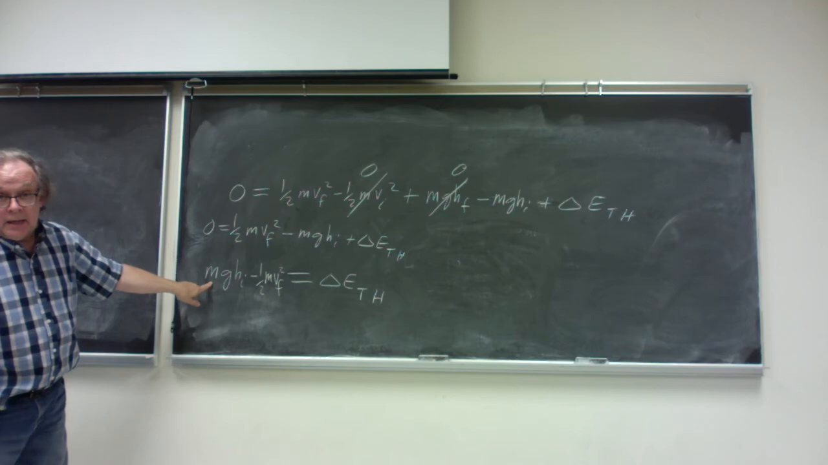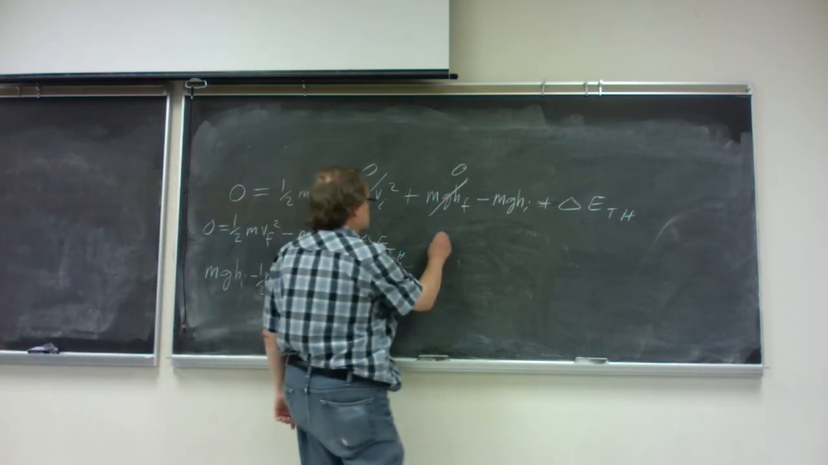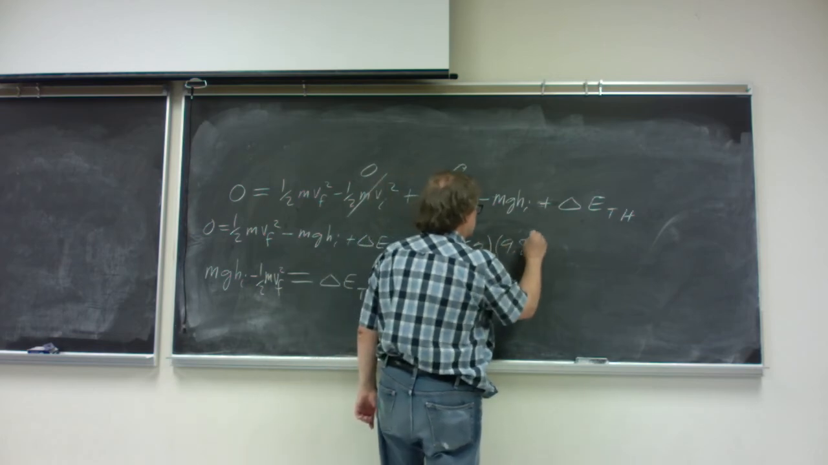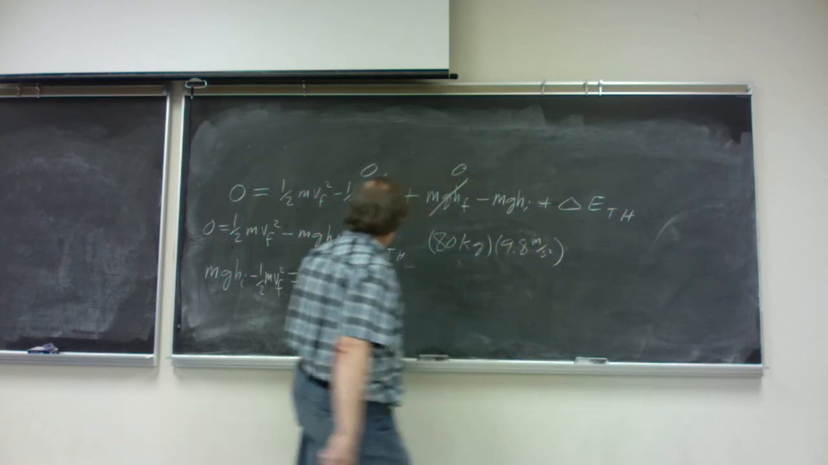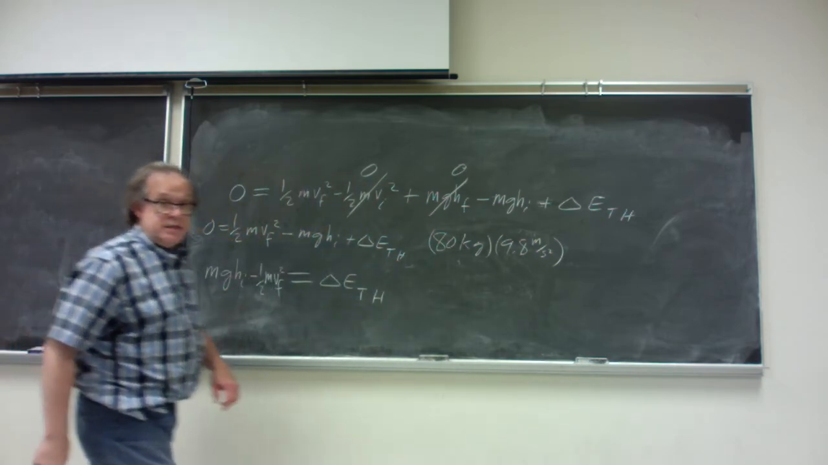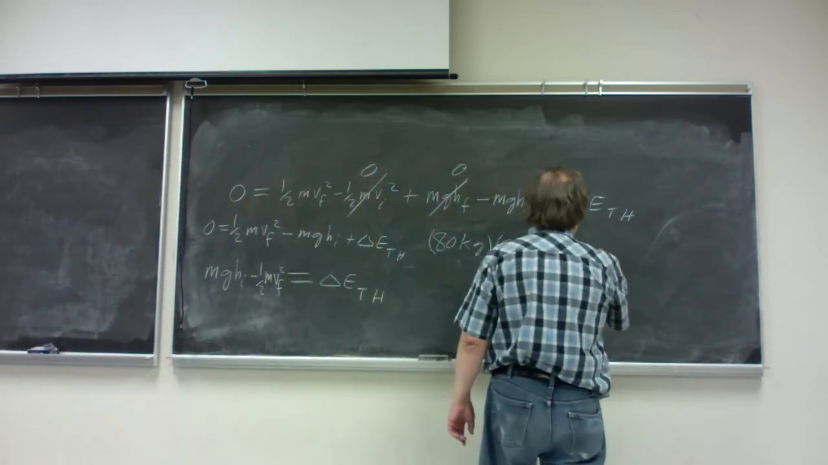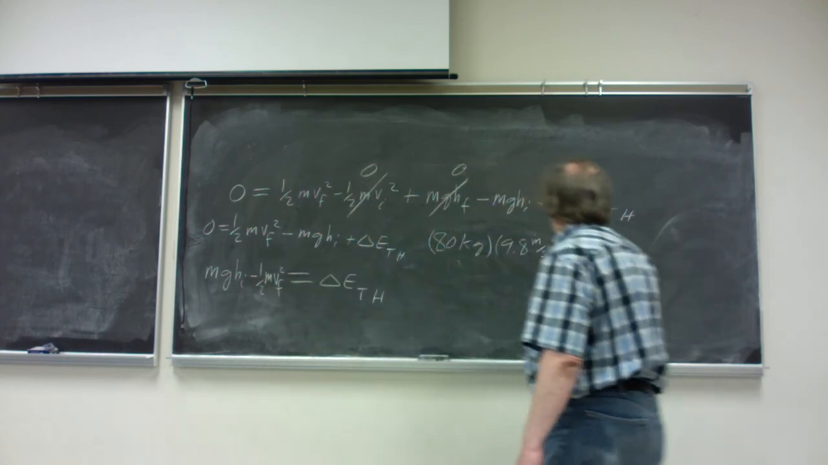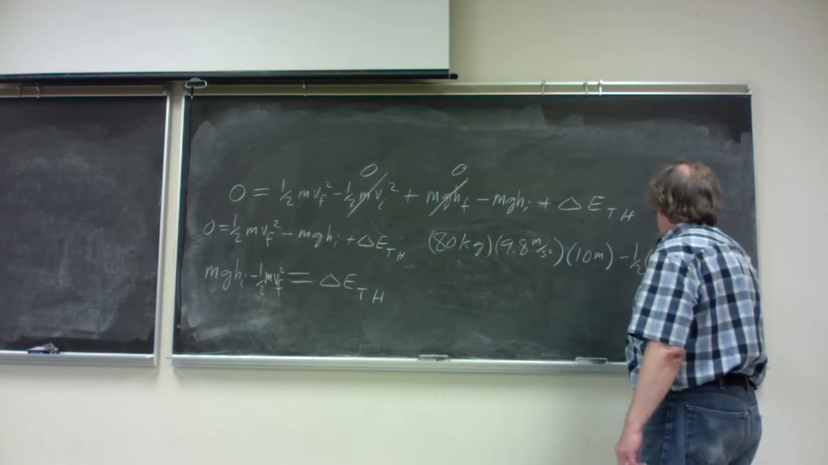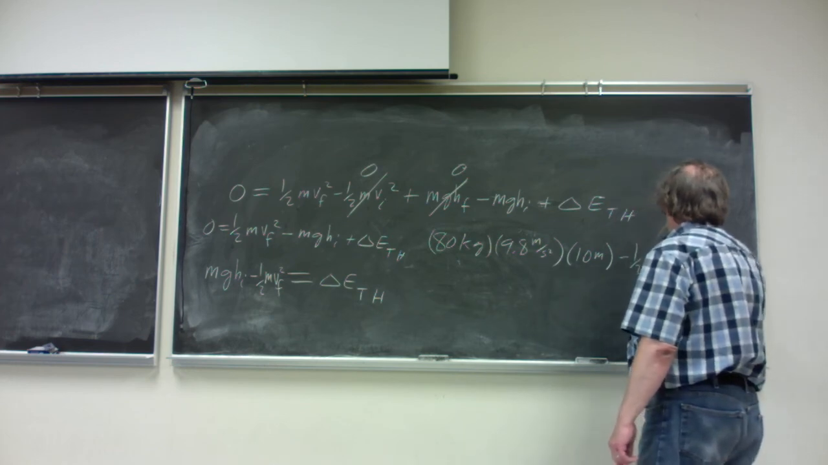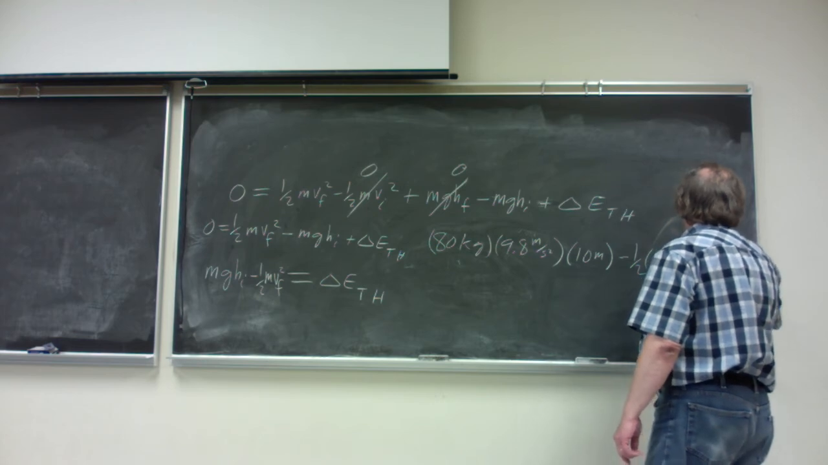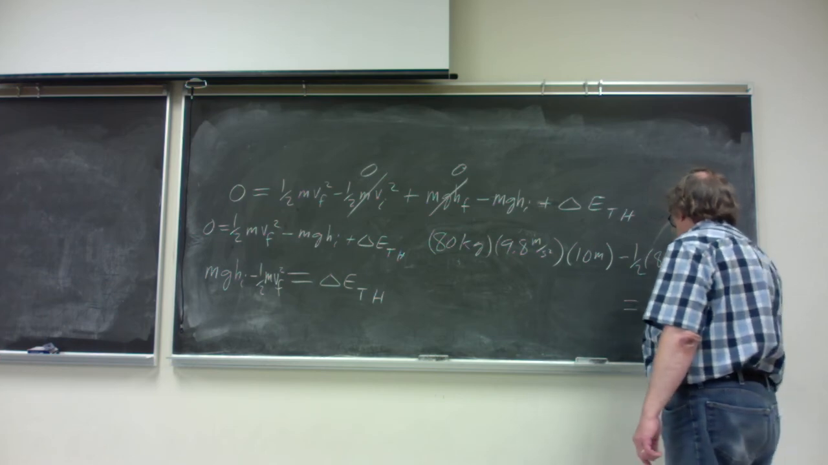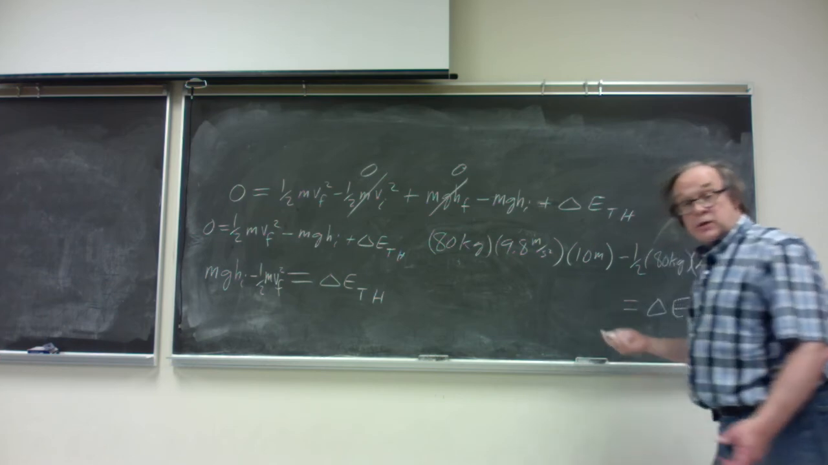M, that was 80 kilograms. G is, of course, the usual 9.8 meters per second squared. And then H is 10 meters. And then minus the final kinetic energy, which is minus 1/2 times 80 kilograms times 2 meters per second, all squared. And that's going to equal the total amount by which the thermal energy increased.